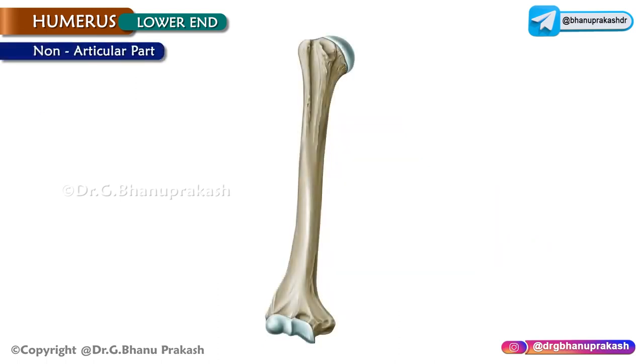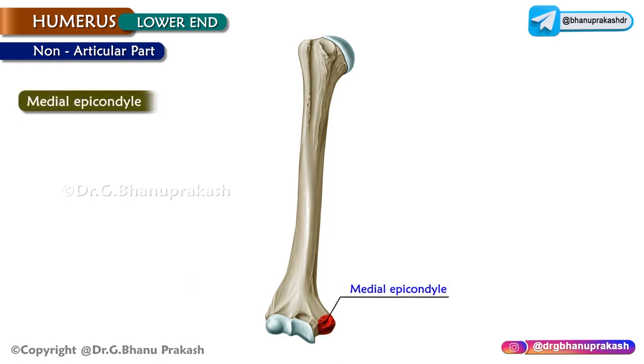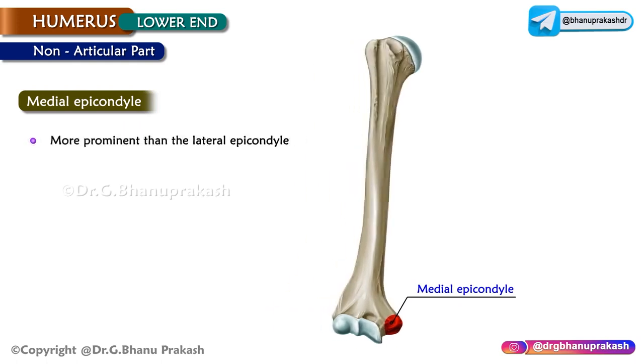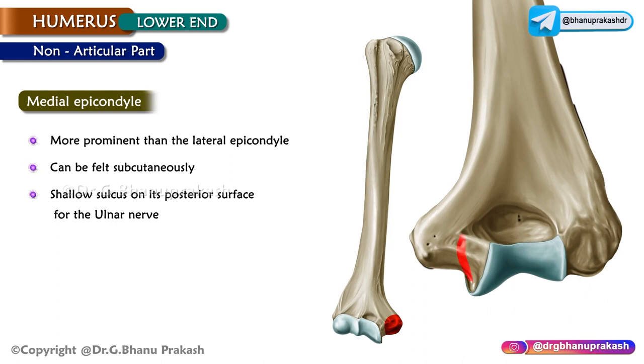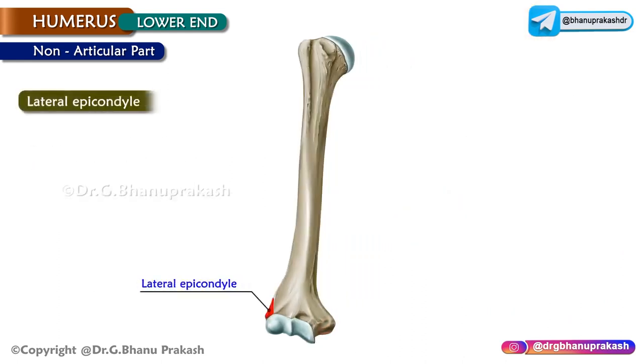Non-articular part. Medial epicondyle. It is a blunt projection situated on the medial side of the lower end. It is more prominent than the lateral epicondyle and can be felt subcutaneously. It presents a shallow sulcus on its posterior surface for the ulnar nerve. Lateral epicondyle is a projection on the lateral side of the lower end.